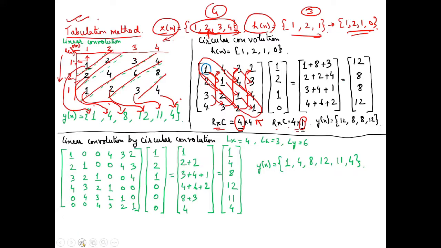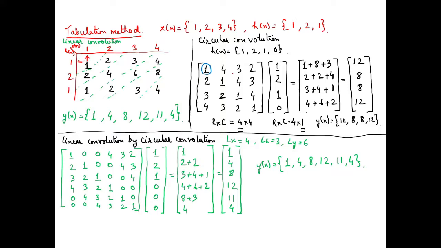I hope every one of you knows how to do the calculation. 1 multiplied by 1, 1, plus 4 multiplied by 2, 8, 3 multiplied by 1, 3, and 2 multiplied by 0 comes out to 0, so it is 12, 8, 8, 12. So this is the basis of your circular convolution.